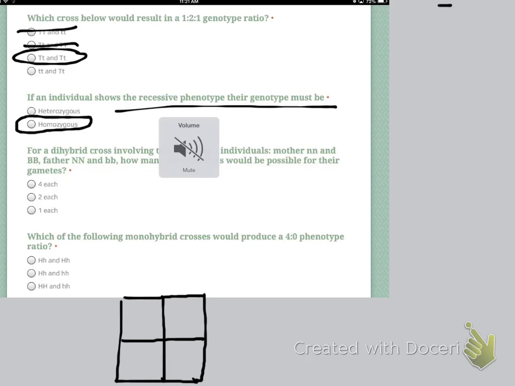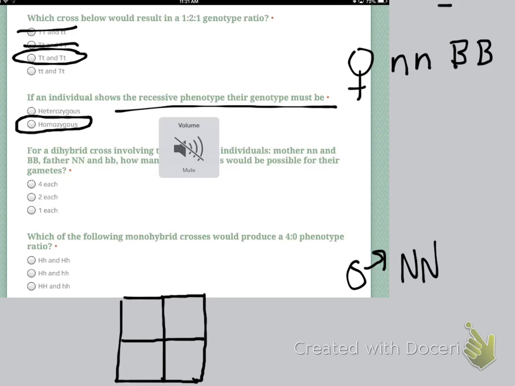For a dihybrid cross involving a mother who is little n, big B, so that's mama, and a father who is big N, little b. So this is where we're doing a dihybrid. We want to know how many gametes they can possibly make. Well, every egg that she makes is going to get a little n. Does it have a big N to be an option? No. Every egg that she makes is going to get a big B. Is there another option? No. So she has one type of gamete from the perspective of these 2 genes.